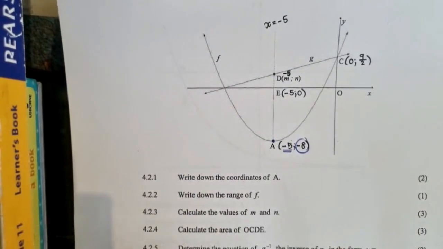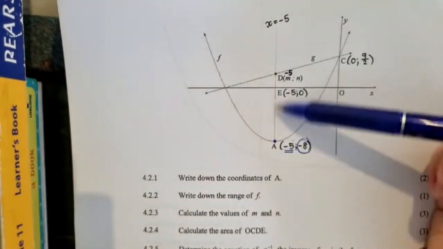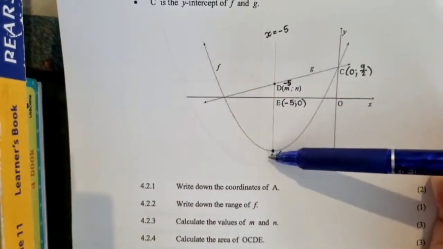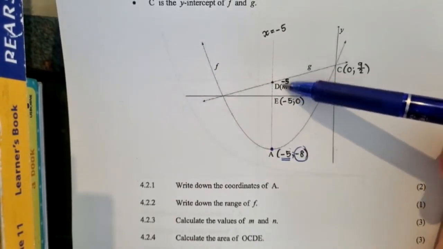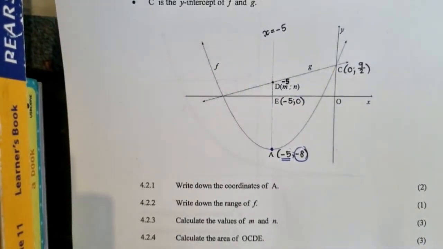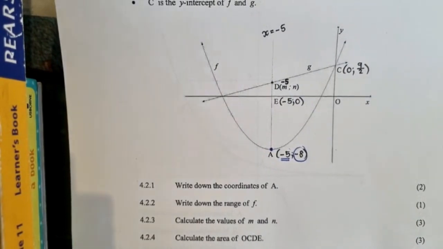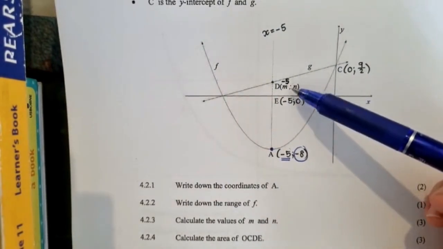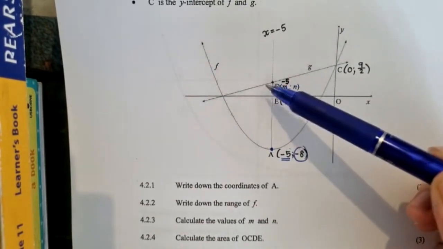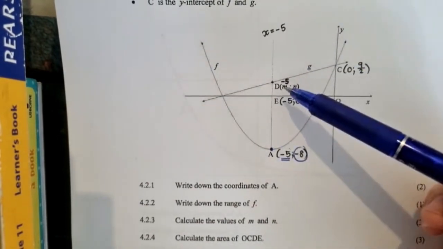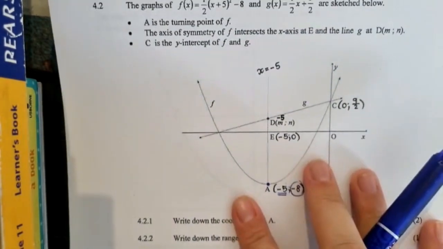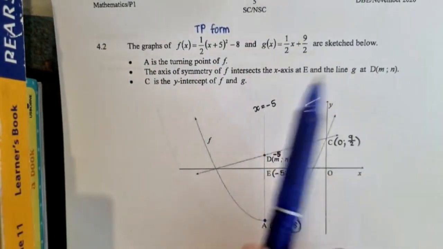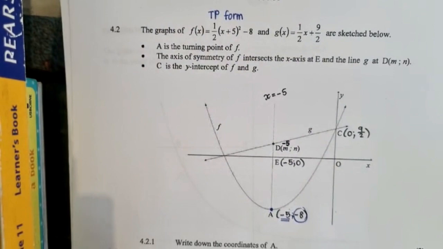All right, so we said that because this point lies on the line x equals -5 and m is -5, that means sub in x equals -5 to get the value of this point. But now we need to be very certain of what we're going to sub it into. This point lies on the axis of symmetry, but it also lies on the line y equals 1/2 x plus 9/2.